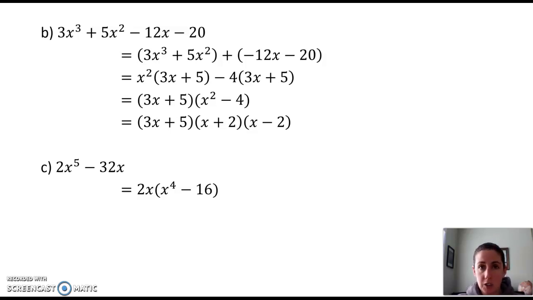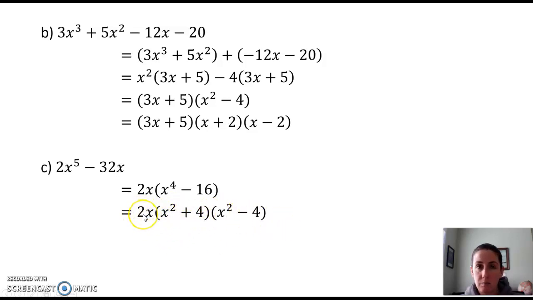So that's not four terms. I'm not going to try grouping. It's not three terms. I'm not going to try trinomial. But it is two terms. Is it the difference of two perfect squares? Is x to the fourth a perfect square? It is. It's x squared times x squared. Is 16 a perfect square? It is. It's 4 times 4. And is this a difference? Yes. So this can factor further into 2x times x squared plus 4 times x squared minus 4.